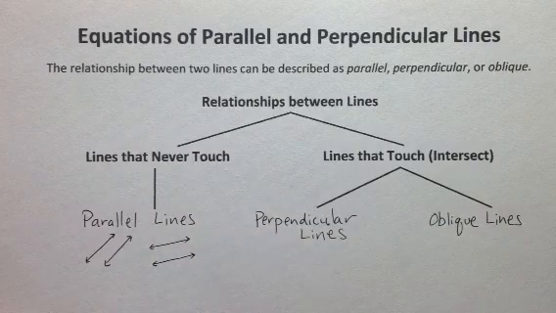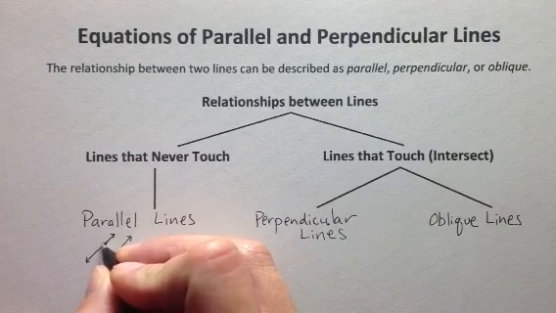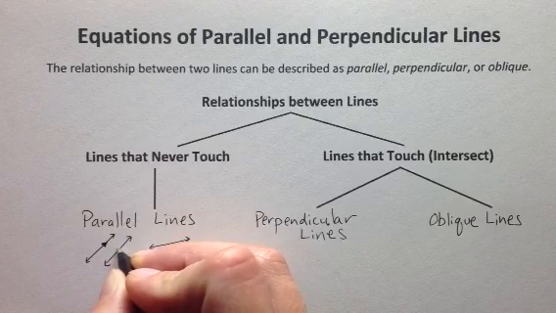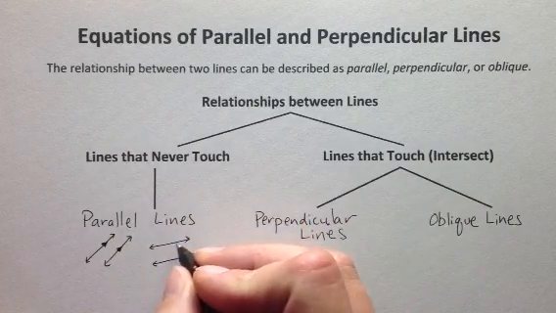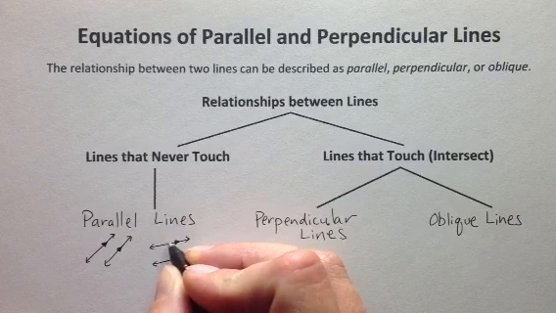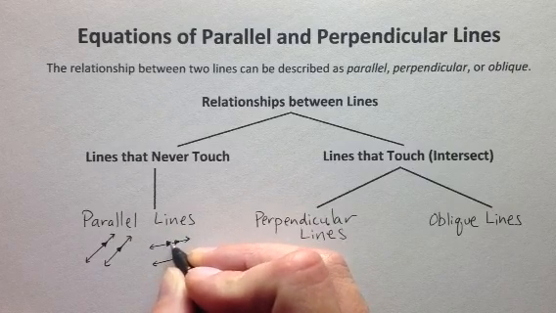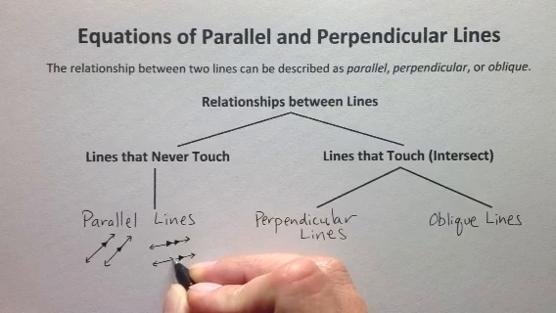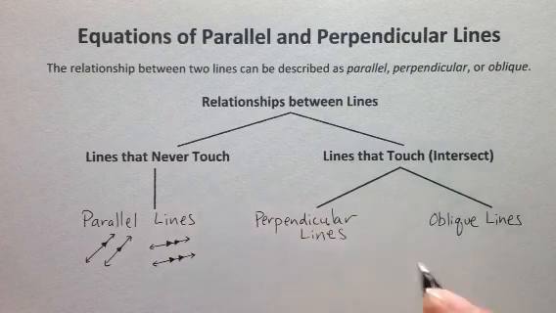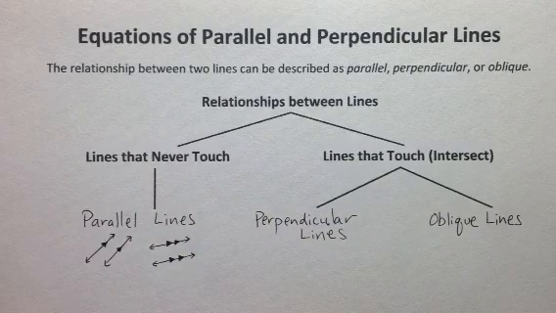The symbol for parallel lines is they'll have little arrows on them. If you see these arrows, you know they're parallel. If I want to show these two are parallel, I might use two arrows on these since I've already used one in the other ones. Okay, so those are two sets of parallel lines.